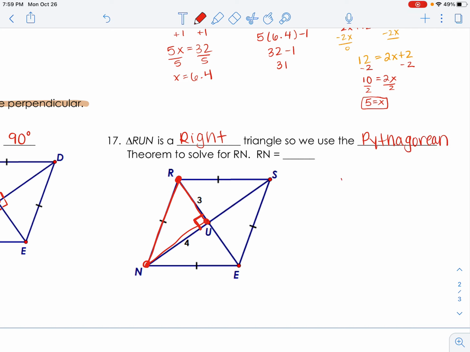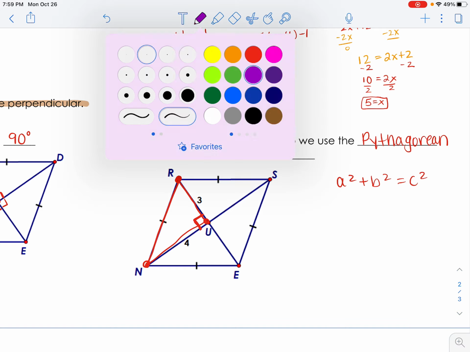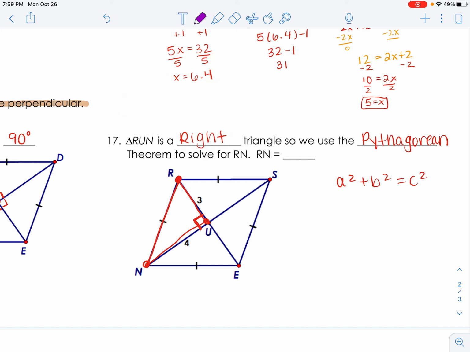And we know Pythagorean theorem states a squared plus b squared equals c squared. We're going to use that to solve for RN. Now, when we do the Pythagorean theorem, there are steps that we follow. The very first thing that we always must do is to determine which side is c, because c is the important one. It is the hypotenuse. So remember, the hypotenuse is always the side that is across from the right angle. It is the only side that does not touch the right angle. Notice these other two touch that right angle. So RN is our c.